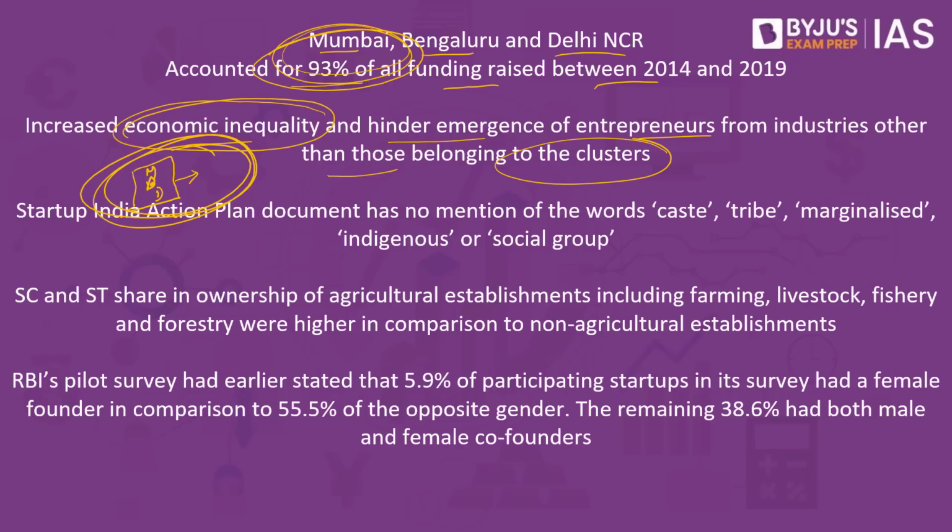The Startup India Action Plan document has no mention of words like caste, tribe, marginalized, indigenous or social group, which means that there can be an urban and rural divide.